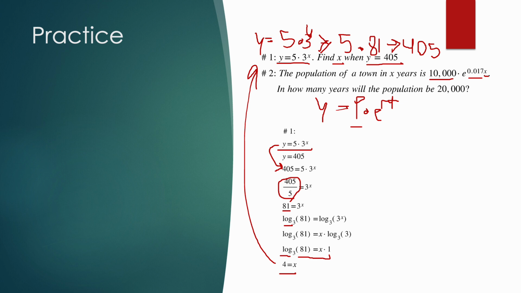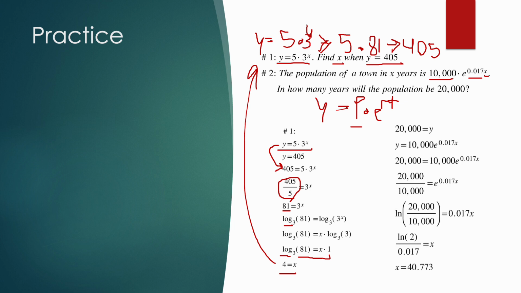And so let's look at the actual problem now that we've just jotted that back into our head. The population of a town in x years is 10,000 times e to the 0.017x. In how many years will the population be 20,000? Now this one is going to follow the same general pattern, but because the equation's a little different, the steps are going to be in a slightly different order. So see how far you can get. If not, that's fine. If you can do it, that's great, but you should pause it and then come back and see what you can do.